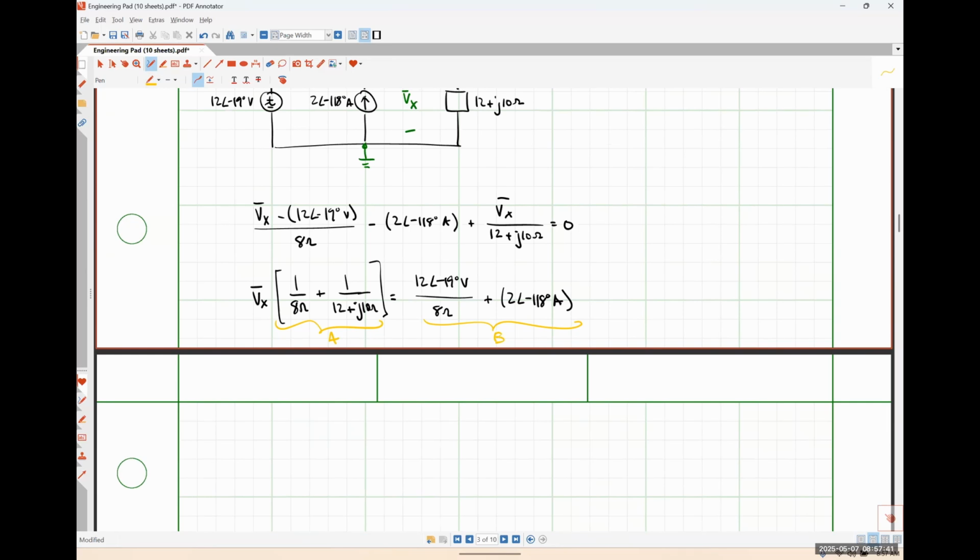So 1 over 8 plus 1 over 12 plus 10i. I got A to be 0.1789, so let's call it 0.179, with an angle of negative 13.241 degrees. And the units of that should be per ohm.